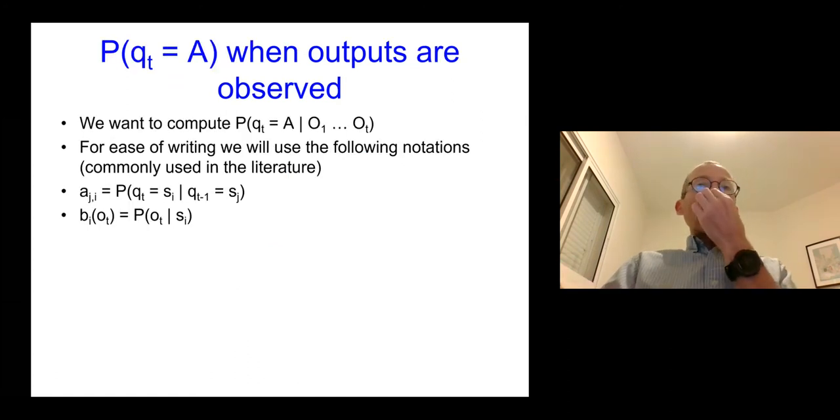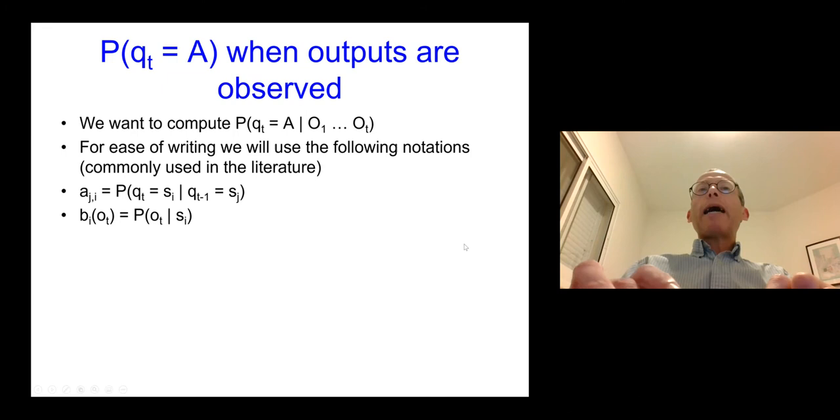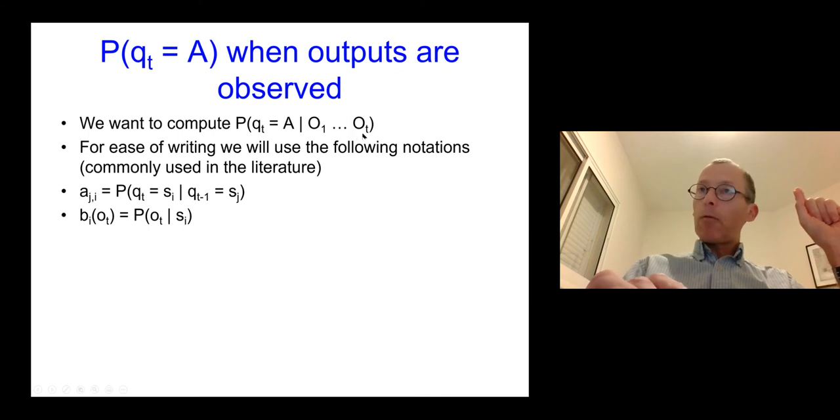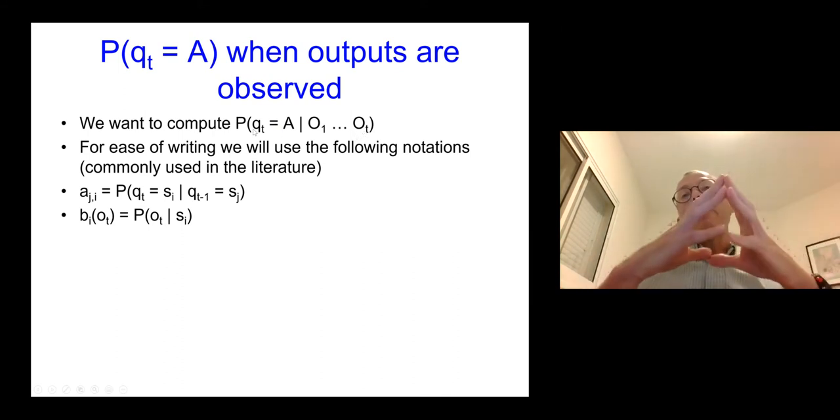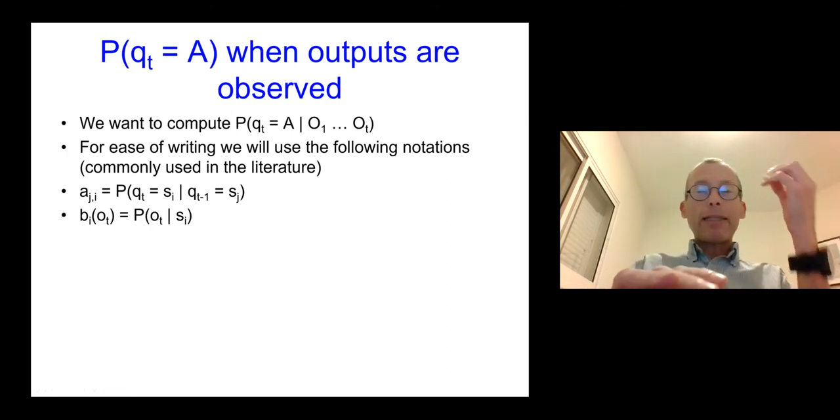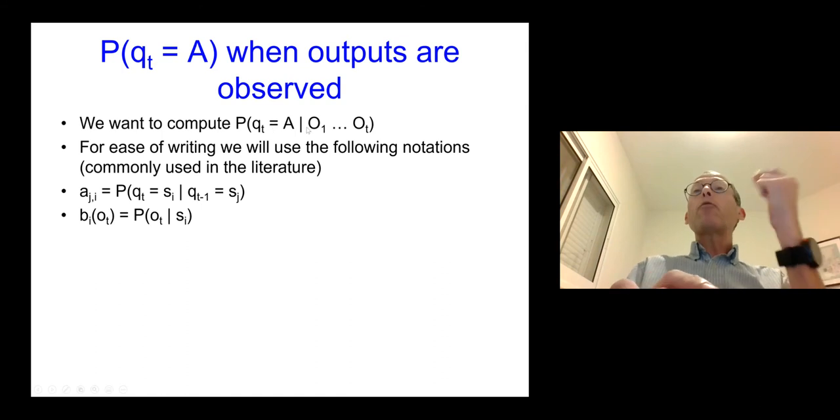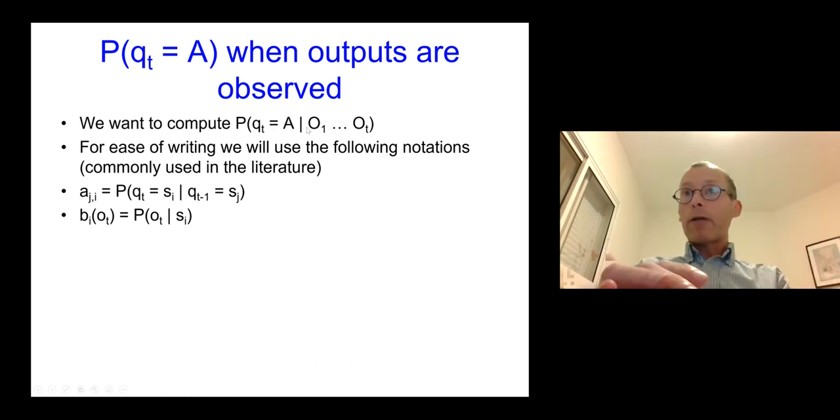So let's say we want to compute the probability. This is the probability that in state 7, we are at A, given that we observed the values 1 to 7. This is the notation. So we want to compute the probability that we ended in state A at time 7, given that we observed all the values up to and including 7. This is the probability we want to compute.